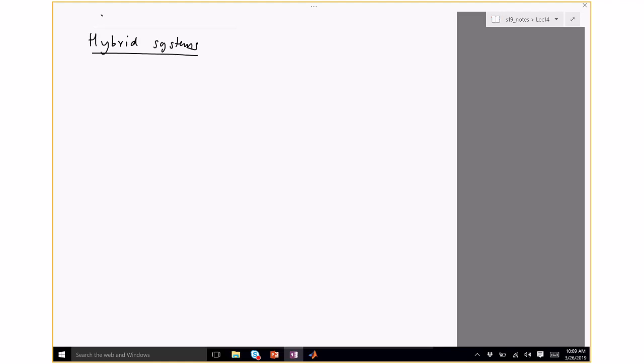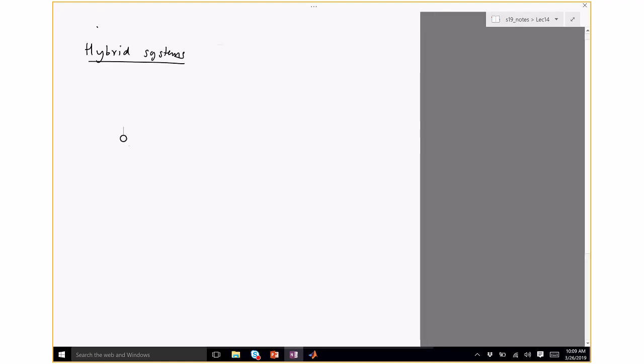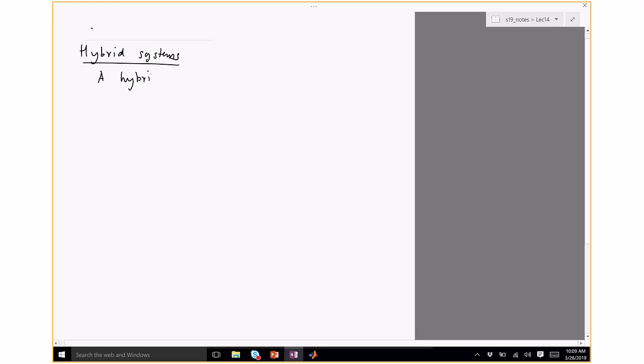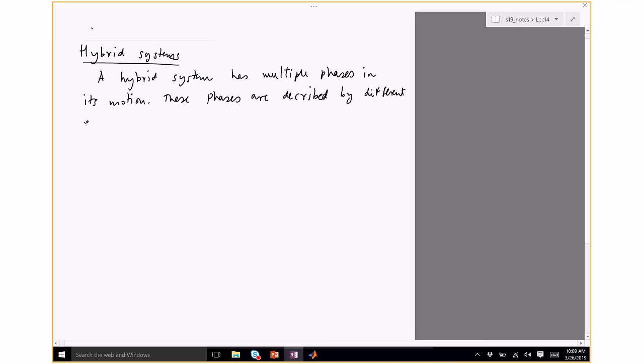So that's one system we'll talk about. The other system is a pogo stick hopper, or a spring mass hopper. A hybrid system has multiple phases in its motion. These phases are described by different equations. So clearly, if you walk and then you swim, that is also a hybrid system, because now you have equations which describe motion on the ground and then motion which is swimming. So that's another example. But here we are going to talk about two systems which are relatively easy to model.